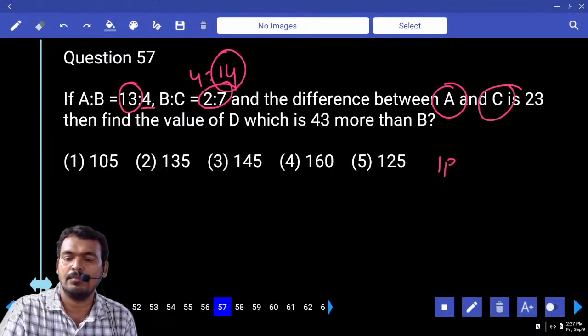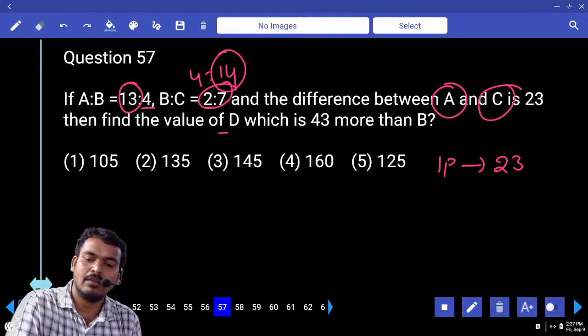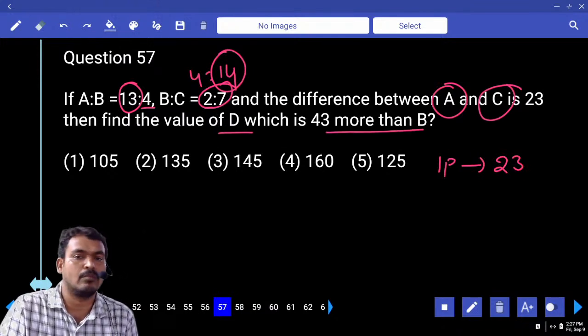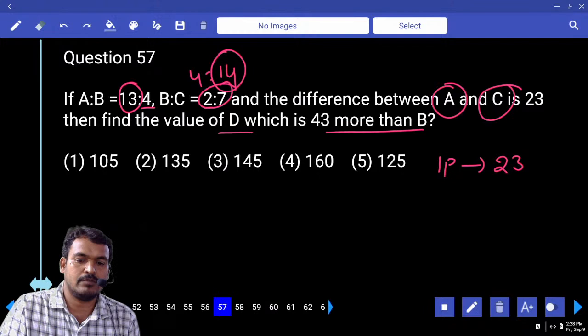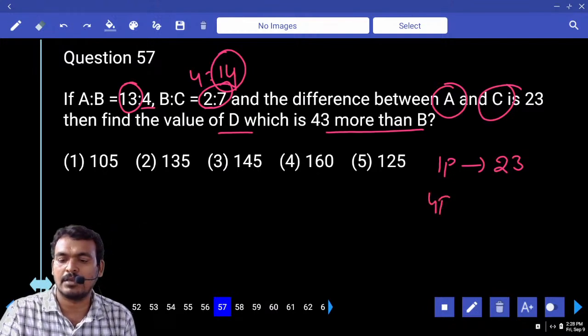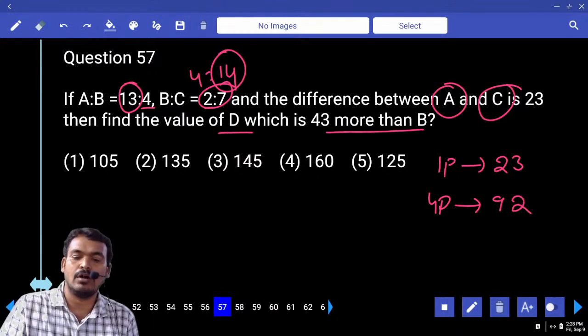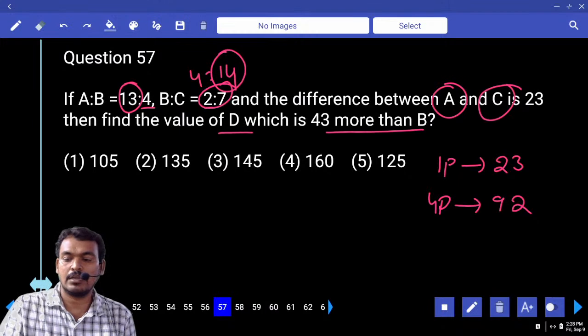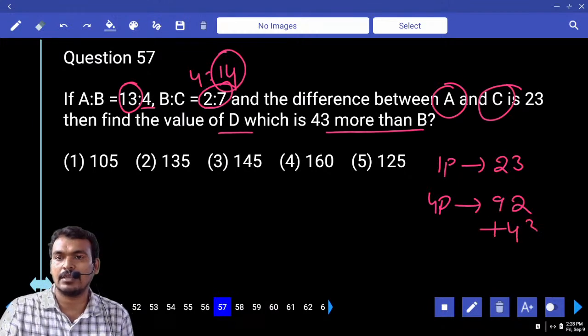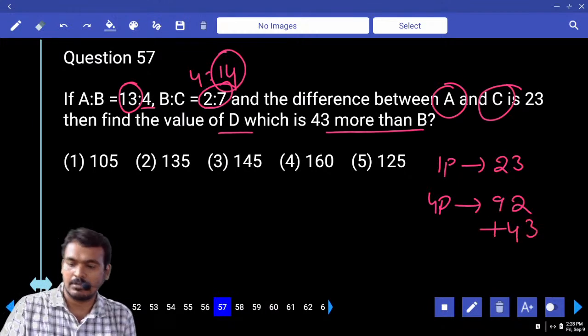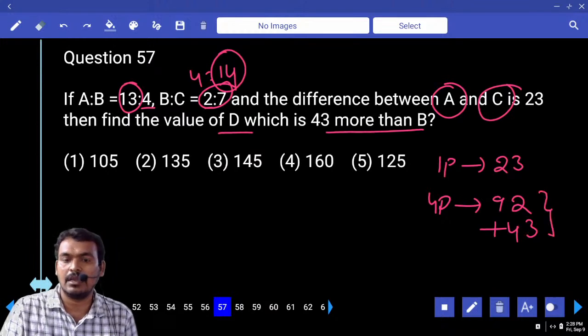One part. That one part is equal to how much? 23, or not? But here D value compared to B value, how much more? 40. First we need to identify the B value, or not. One part is 23, then four parts are 92, or not. Compared to 92, how much more? 43 more. Then are we adding 43 or subtracting 43? Adding 43. The answer: 135.